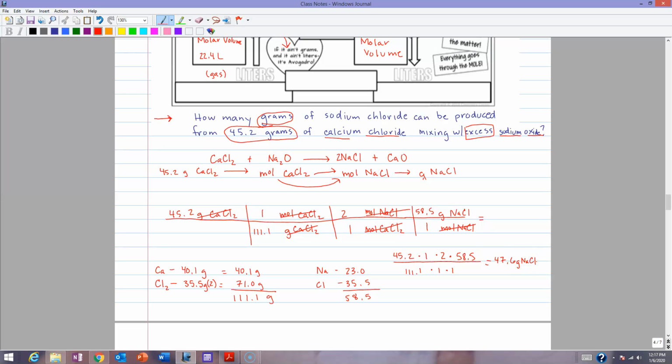So what this means is if I start out with 45.2 grams of calcium chloride, because there's a mole ratio of 1 mole of calcium chloride produces 2 moles of sodium chloride, I'm going to produce 47.6 grams of sodium chloride from that amount of calcium chloride.